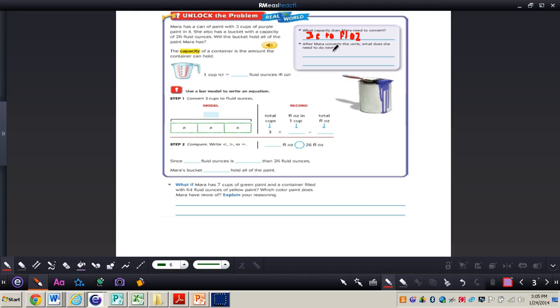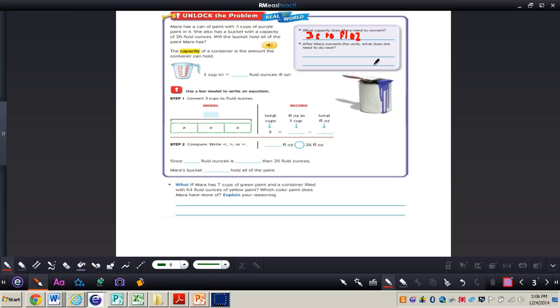Now, after Mara converts the units, what does she need to do next? Along with us, we need to compare the amount of paint with the fluid ounces the bucket will hold. I don't have enough room to write it here, but I do want you to write it right in your math journal. I'll repeat it again: compare the amount of paint with the fluid ounces the bucket will hold.